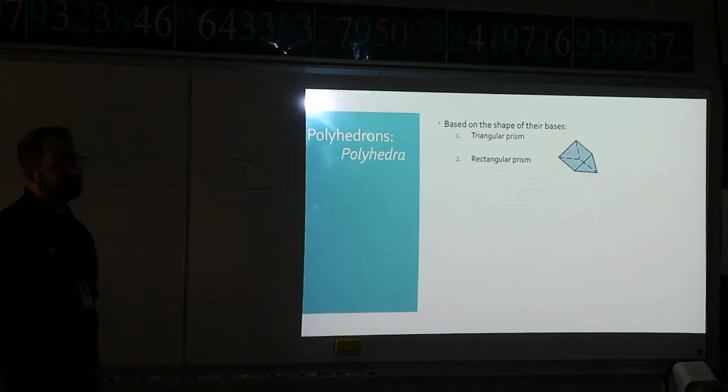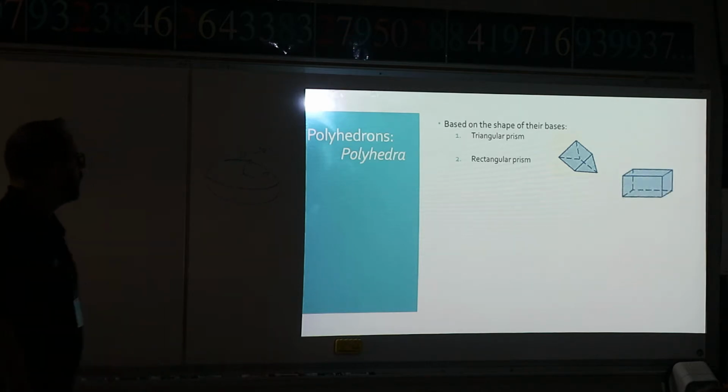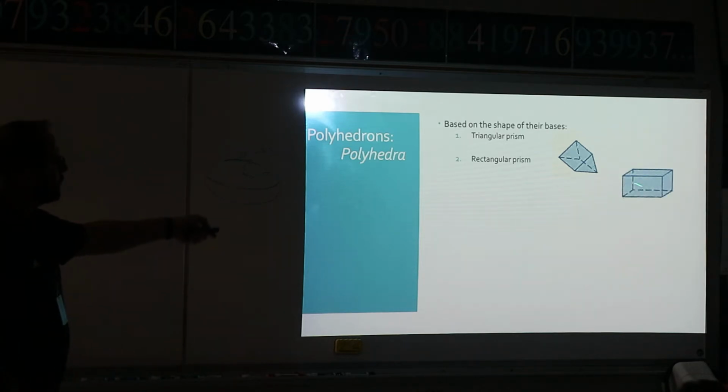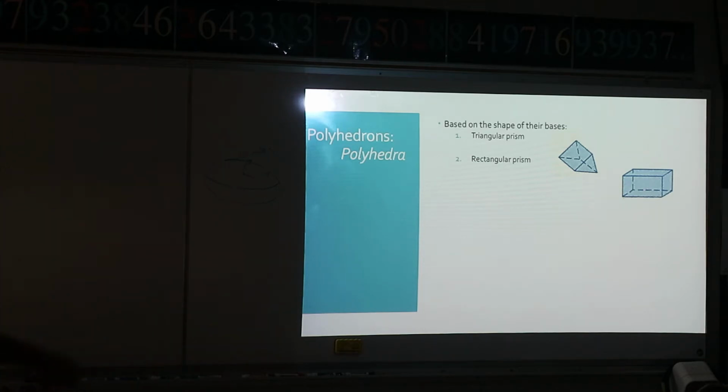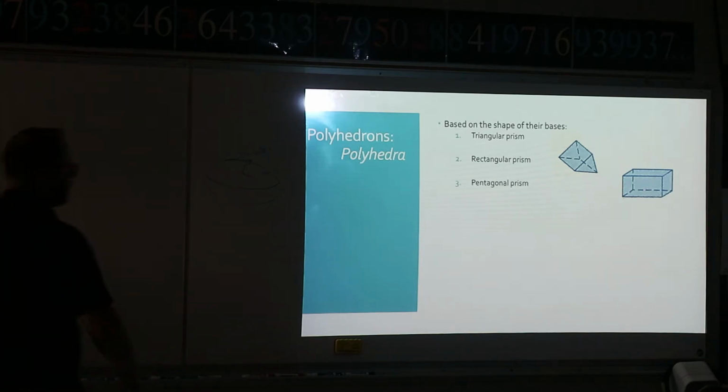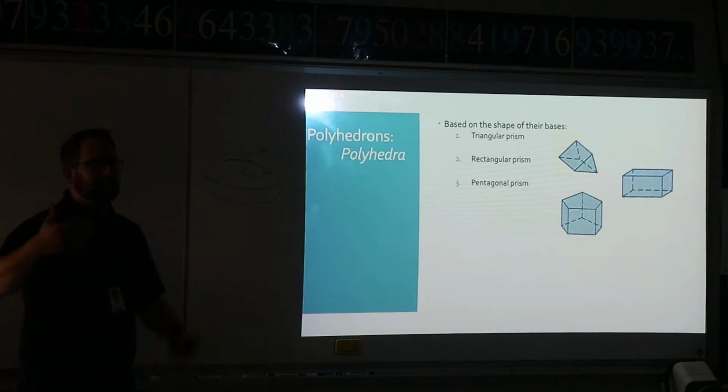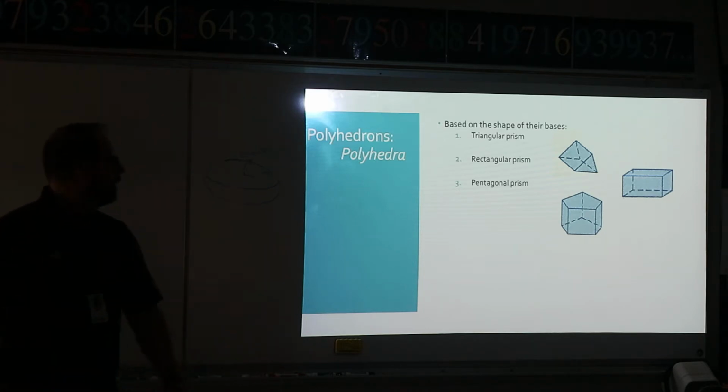You could have a rectangular prism, kind of like a shoebox, where the bottom is a rectangle, the top's a rectangle, and you have perfect rectangles connecting them. That is a rectangular prism. You could have a pentagonal prism, where the top and bottom are pentagons, and they go up.